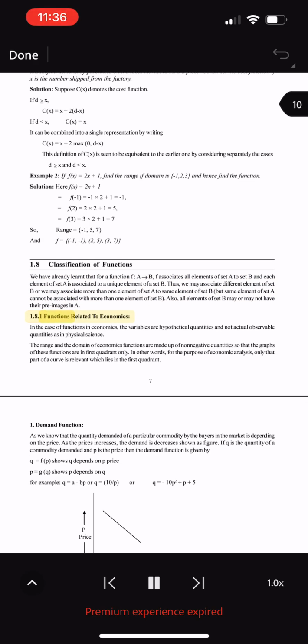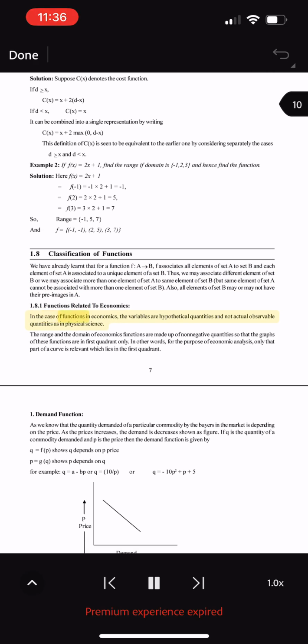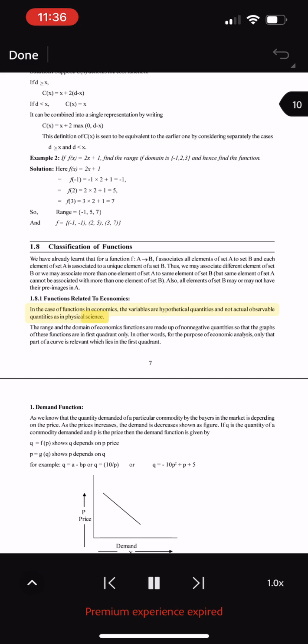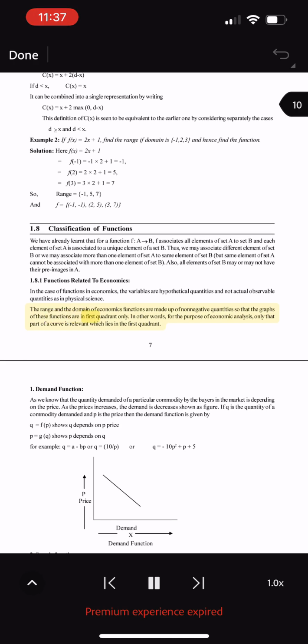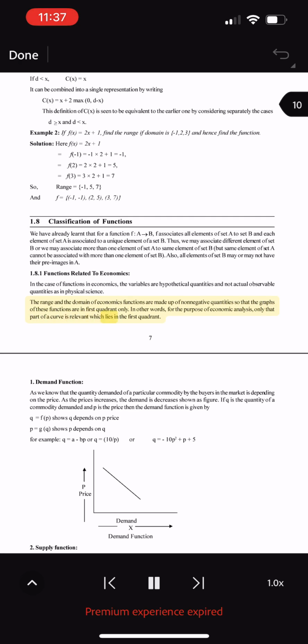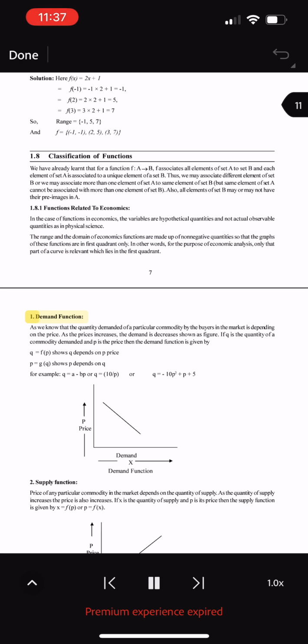1.8.1 Functions related to economics. In the case of functions in economics, the variables are hypothetical quantities and not actual observable quantities as in physical science. The range and the domain of economic functions are made up of non-negative quantities, so that the graphs of these functions are in the first quadrant only. In other words, for the purpose of economic analysis, only that part of a curve is relevant which lies in the first quadrant. 1. Demand function.